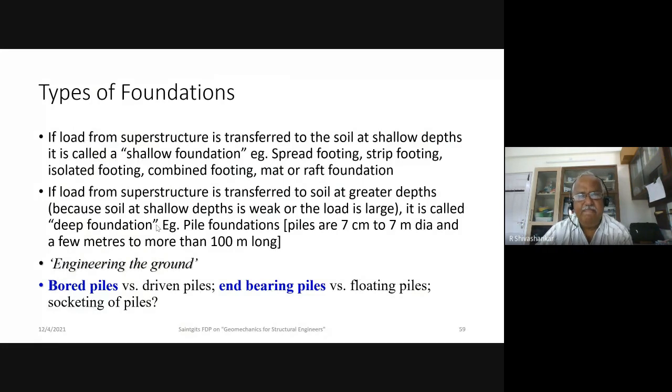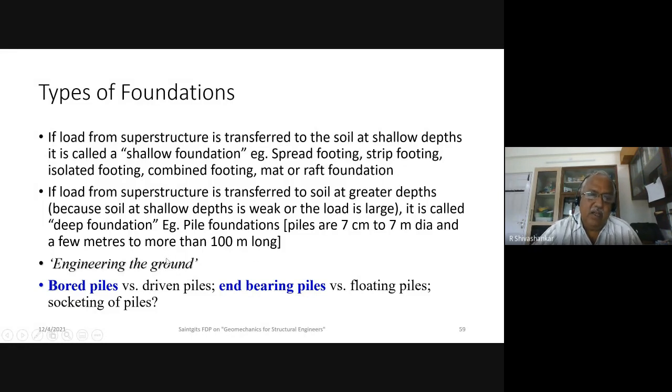Now, as I said, foundation. I'm mostly dealing with foundations because that's what is appropriate for soil structure interaction studies. We have shallow foundations and deep foundations. Deep are generally the pile foundations. As I said, pile foundations range from 7 centimeter to 7 meter in diameter, and their lengths vary from a few meters, 5 to 6 meters, to more than 100 meters. Offshore piles are much longer.